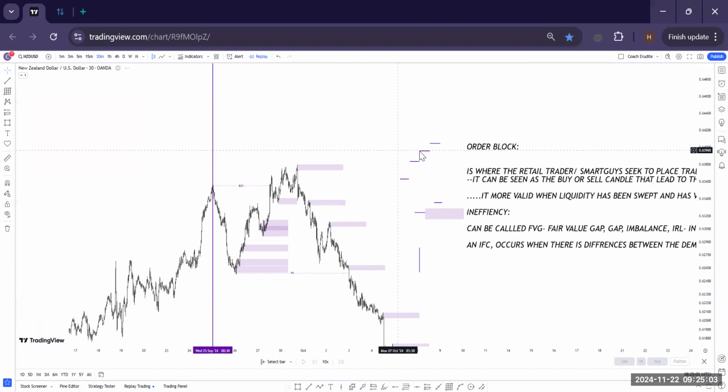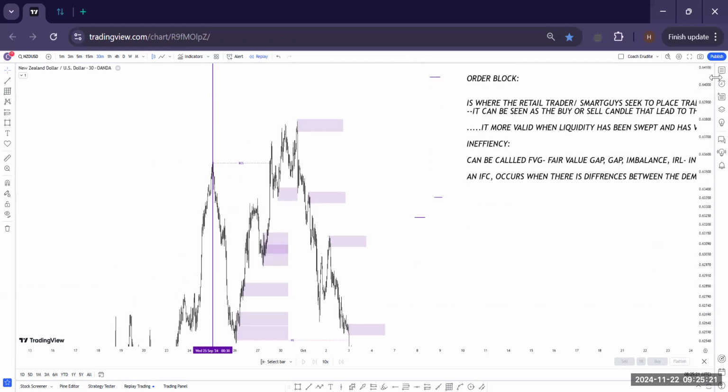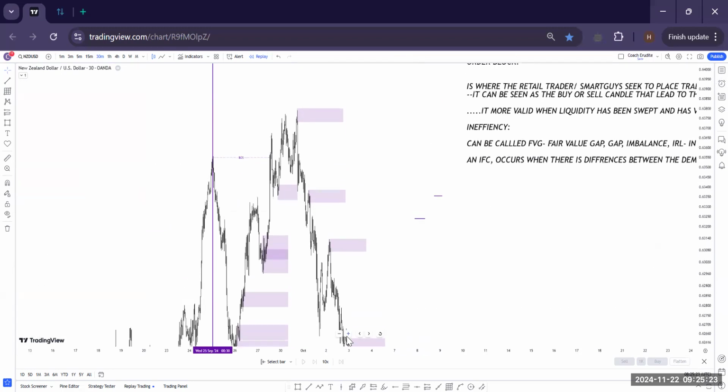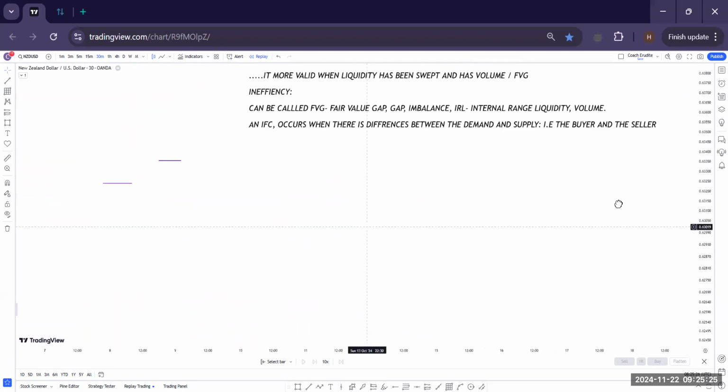So we've identified all the order blocks. Once we're able to identify the inefficiency, which you can call fair value gap, let me just be using the word fair value gap so that you'll be used to it. Once we identify the fair value gap, we now identify the order block that is valid to take trade from. So let's start again to mark the inefficiency.